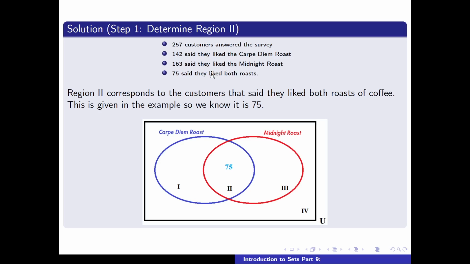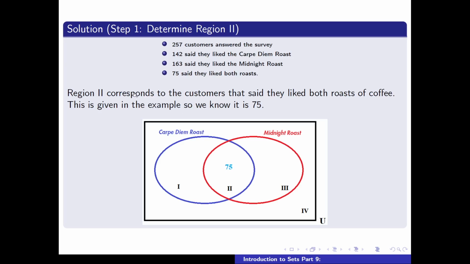Notice all we care about are not the specific elements. We don't care about the individual customers, like names or their responses. We care about just the total number of responses, because they're all customers, they're all the same element, essentially. But we want to know how many of them are contained within each set, because the only answers to the survey were whether they liked this roast, whether they liked that roast, or whether they liked both roasts.